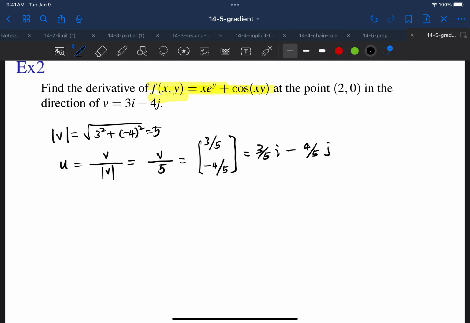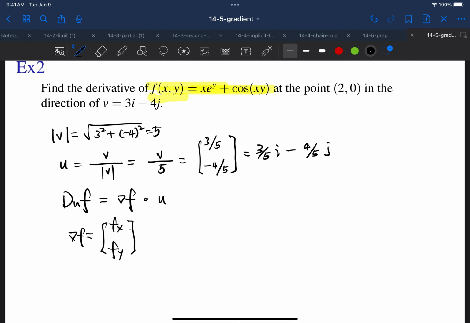And then for the directional derivative, we know that D_u f is going to be the gradient f dot product u. So u is here, so we don't have to worry about this anymore, but gradient f is not here. So what is gradient f? We know that gradient f is nothing but partial derivatives put together in a vector.